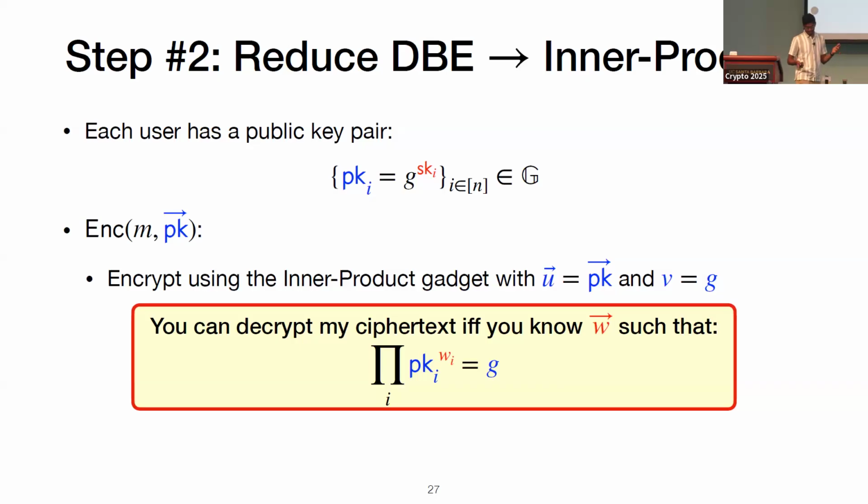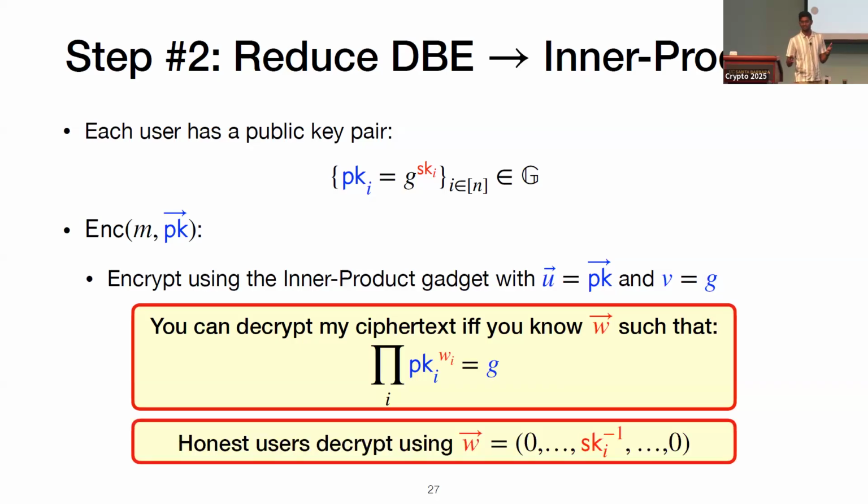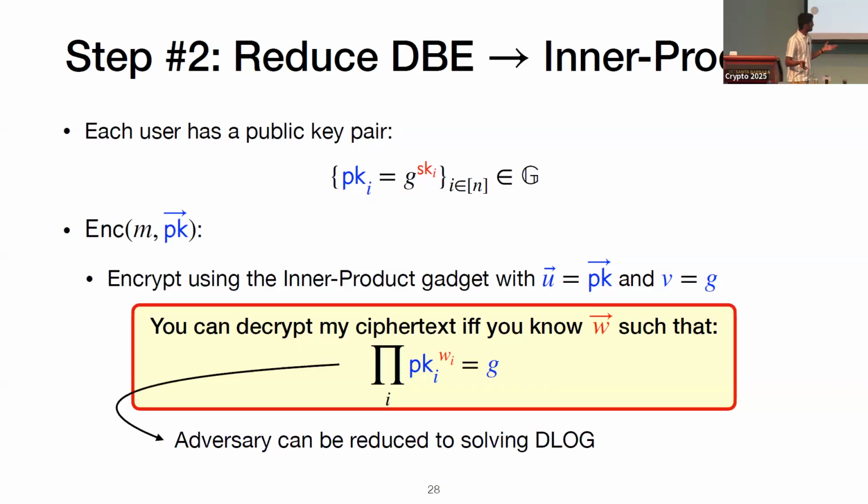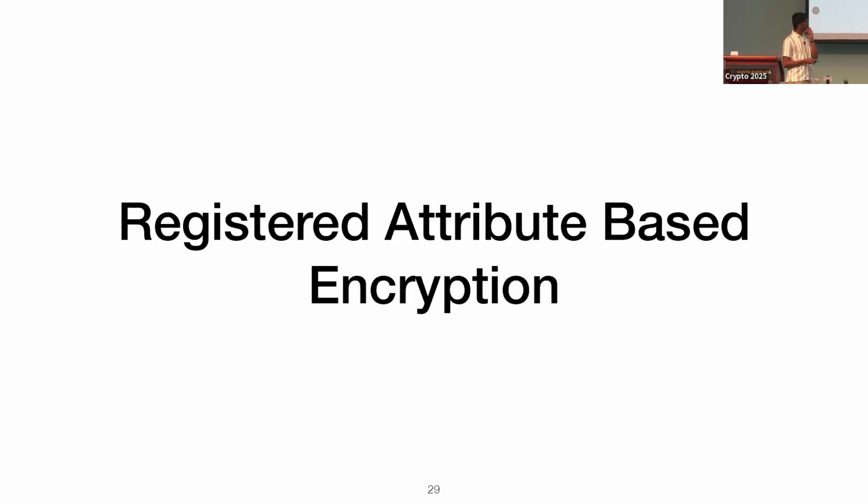Why is that? So for correctness, you can observe that honest users will just decrypt using the all 0 string, except at the ith position where they put the inverse of their secret key. So this will be correct. And it turns out, if an adversary can produce such a linear combination, then you can just embed a discrete log challenge and solve dlog. So that's the whole scheme. You get security in the GGM, and you've essentially built DBE now. Very simple. So let's go to the next construction, which is registered ABE.